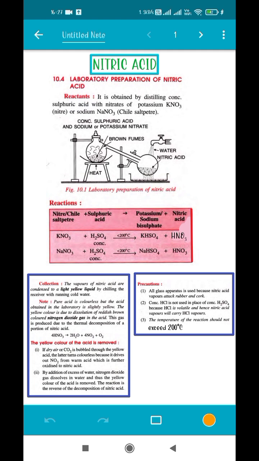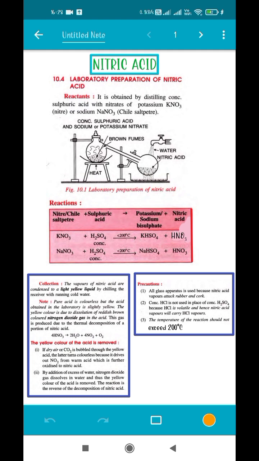If dry air or carbon dioxide is bubbled through the yellow acid, the latter turns colorless because it drives out the NO2 from warm acid, which is further oxidized to nitric acid. So either we can dilute it with water. Also, if we allow dry air without any water vapor or carbon dioxide into the yellowish nitric acid, even then the yellowish color will get removed. The nitrogen dioxide will get removed. So these two processes can be done.